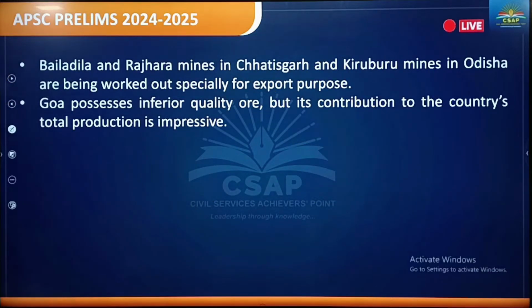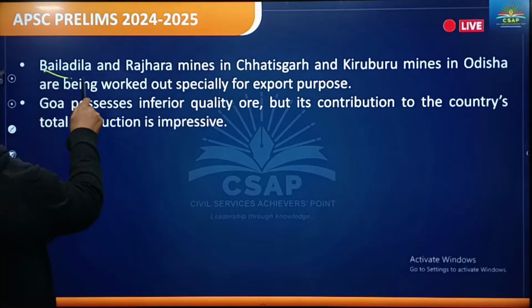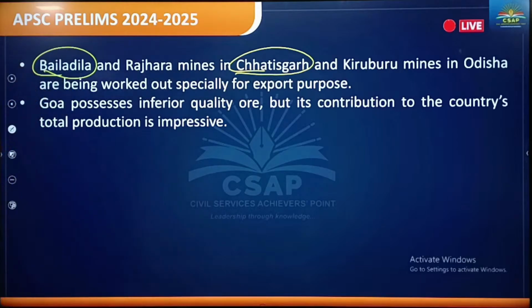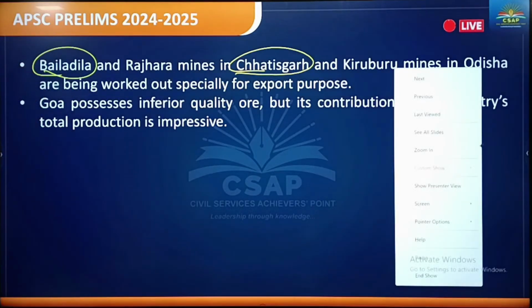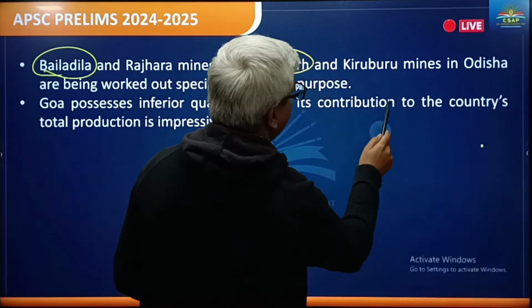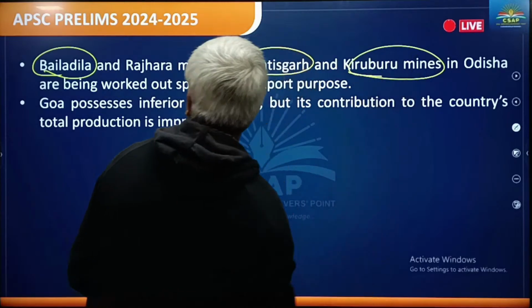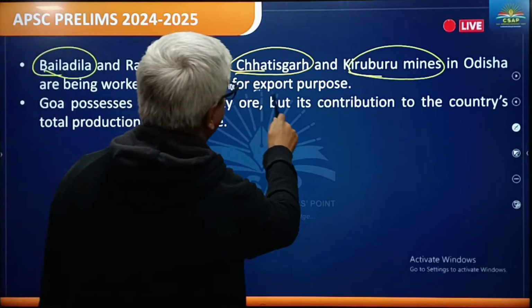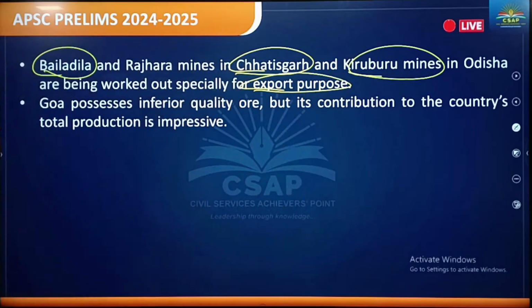Bailadila and Rajhara mines in Chhattisgarh. So the Bailadila mine is a very famous mine. It is one of the very large mines for iron and steel in India. And the Kiruburu mines in Odisha are being worked especially for export purposes. As I said, these are very important mines, set up mainly for export purposes.